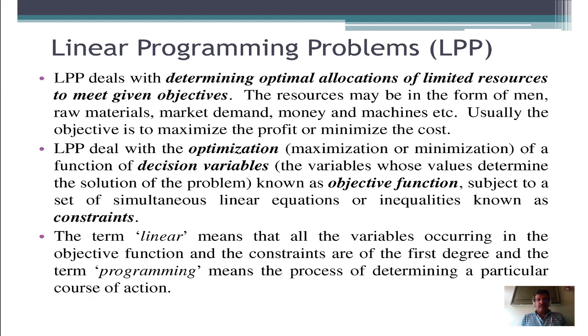LPP deals with optimization. According to the situation, this means maximization or minimization of a function of decision variables. These variables are the values that determine the solution of the problem, and the function is known as the objective function, subject to a set of simultaneous linear equations or inequations known as constraints. The term linear means that all the variables occurring in the objective function and the constraints are of the first degree, and the term programming means nothing but the process of determining a particular course of action.